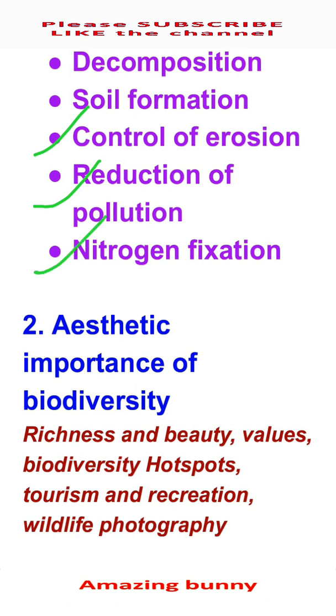The next or last point is nitrogen fixation. Microorganisms like rhizobium help to fix atmospheric nitrogen, and they enhance the soil in nitrogen, increasing fertility. Let me add one more thing: the atmosphere is the biggest reservoir of nitrogen, and plants cannot utilize atmospheric nitrogen. So it is the microorganisms like rhizobium, Anabaena, Nostoc that convert the atmospheric nitrogen into nitrate or nitrite form, which is very convenient for plants to take.